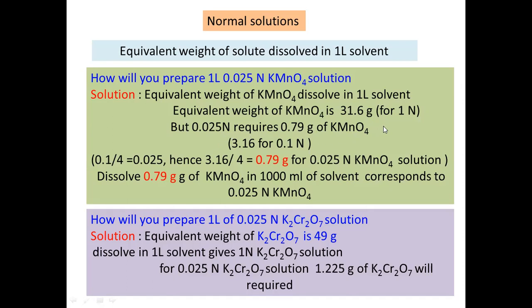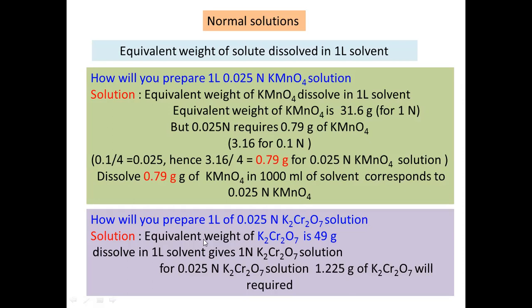0.025 is the quantity, that is 0.1 divided by 4. Hence, for 0.1 normal, we require 3.16 gram of KMnO4, and that will be divided by 4. The answer is 0.79 gram for 0.025 normal KMnO4 solution. Hence, dissolve 0.79 gram of KMnO4 in 1000 ml of solvent. That will correspond to 0.025 normal KMnO4 solution.